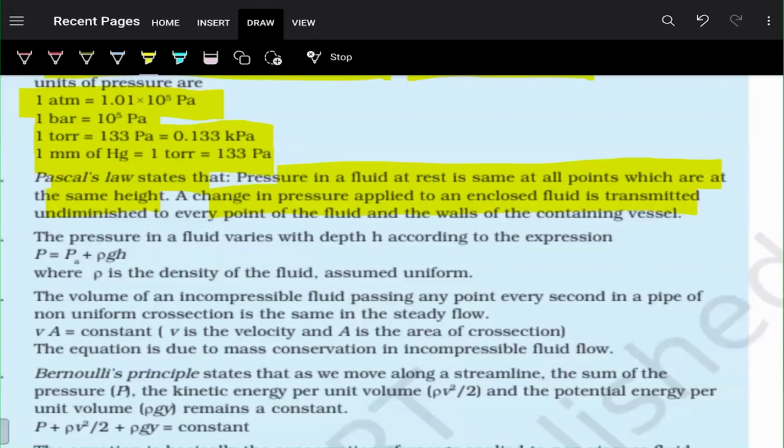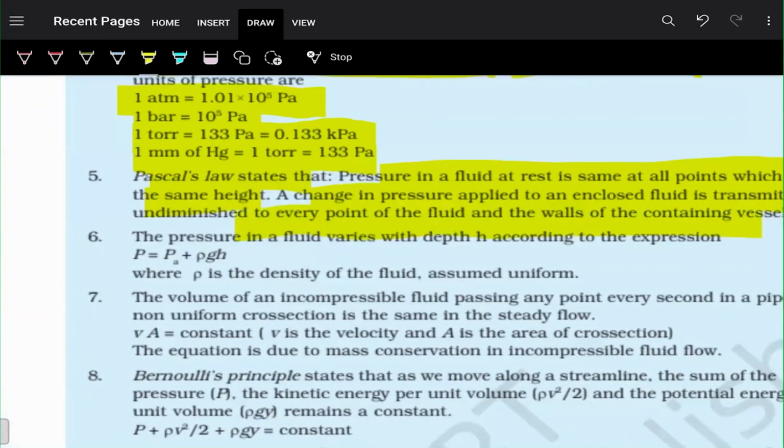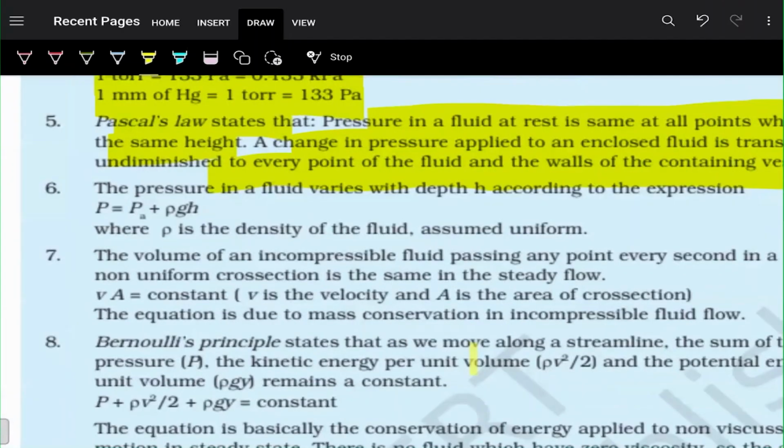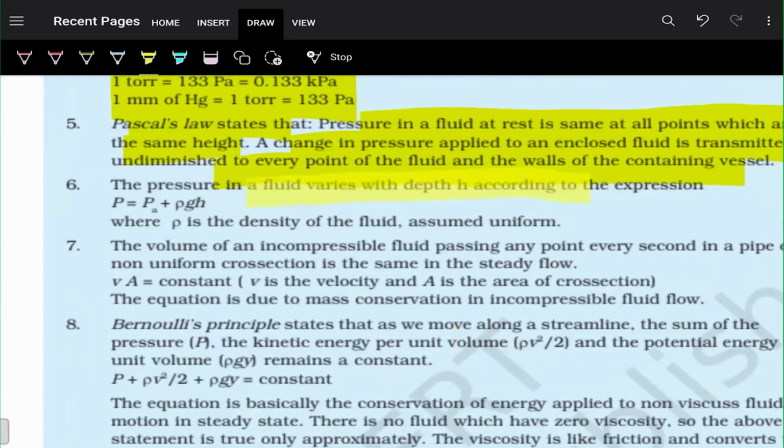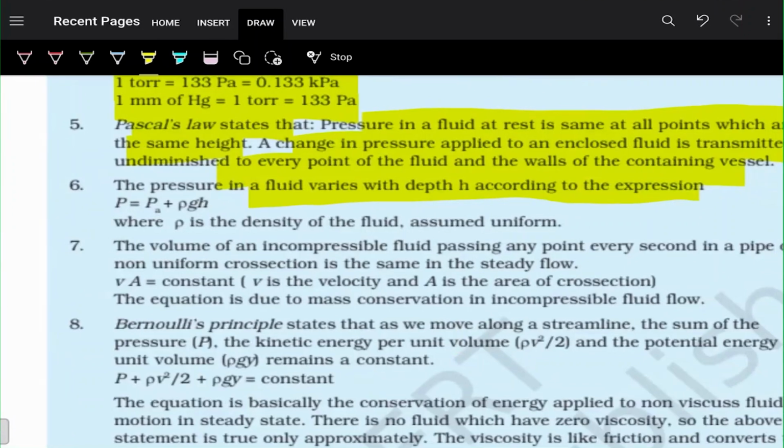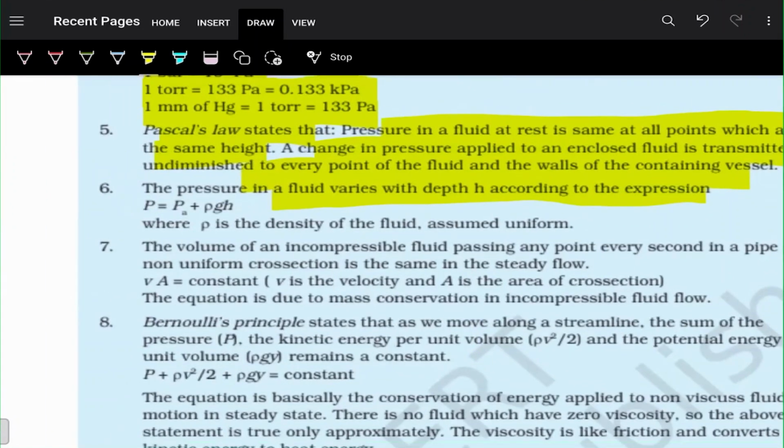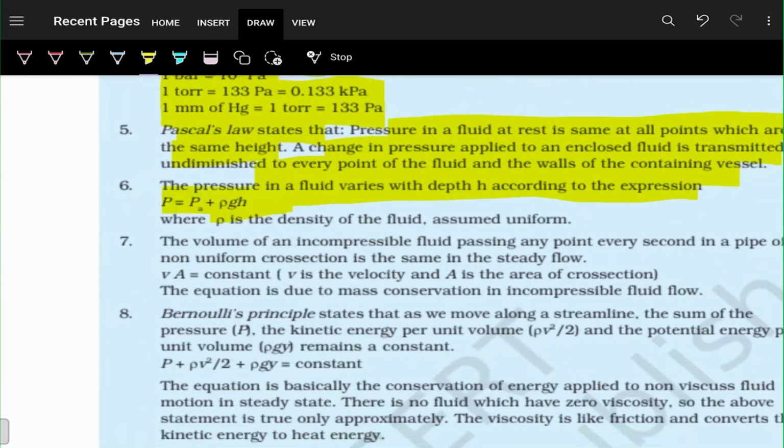Next, gauge pressure. The pressure in a fluid varies according to the expression. As we go downward, with depth h, the pressure increases. What is the increase in pressure? h rho g, where rho is the density of the fluid. There should be uniform density of the fluid.